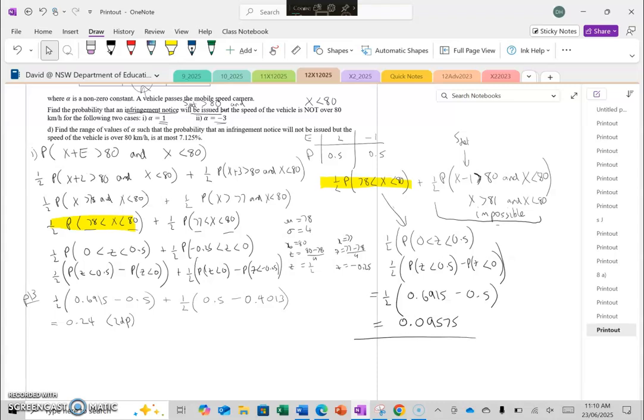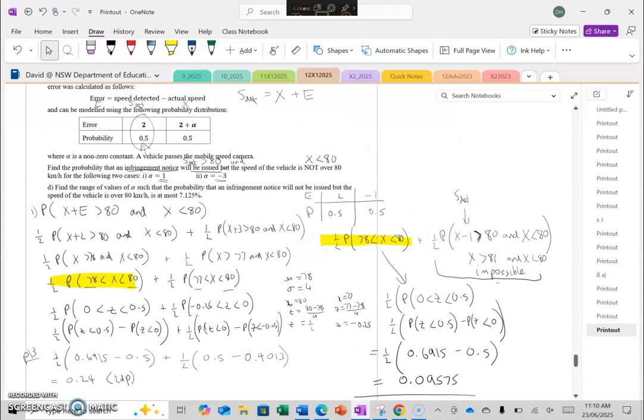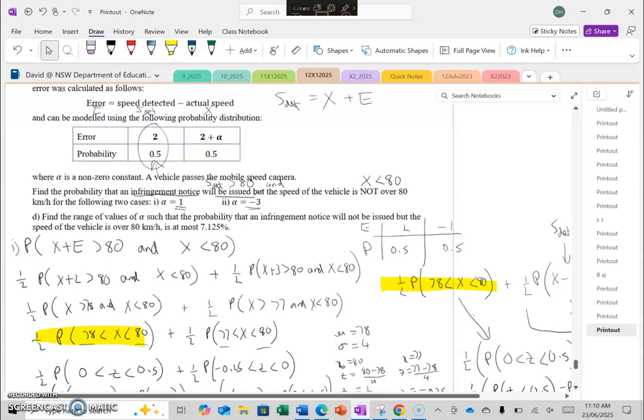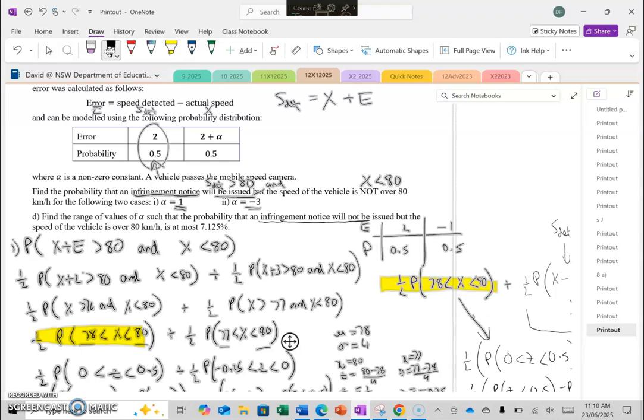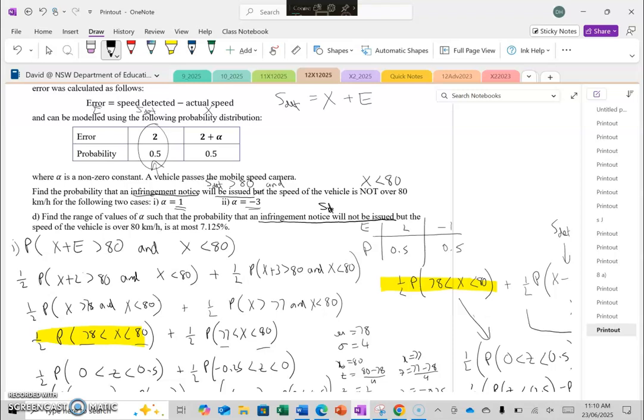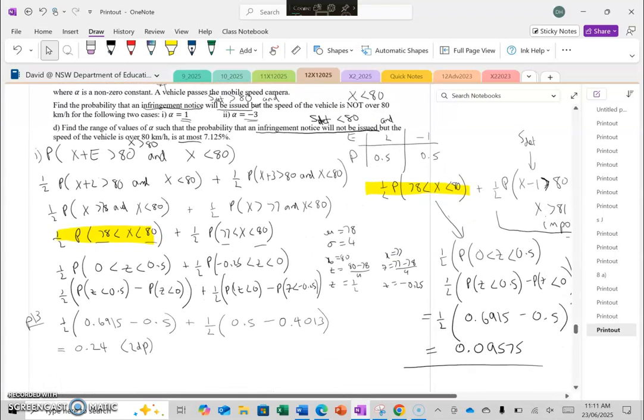All right, the difficult part, part D. Find the range of values of alpha such that the probability that an infringement notice will not be issued. Okay, so an infringement notice not being issued means that speed detected must be less than 80, but, I'm going to treat the but as and, the speed of the vehicle is actually over 80. We want that probability to be at most. So at most will mean less than or equal to 7.125%. So let's think about how to write this.